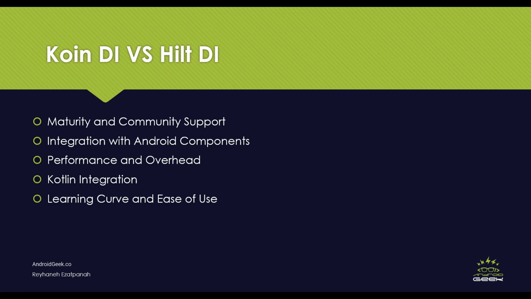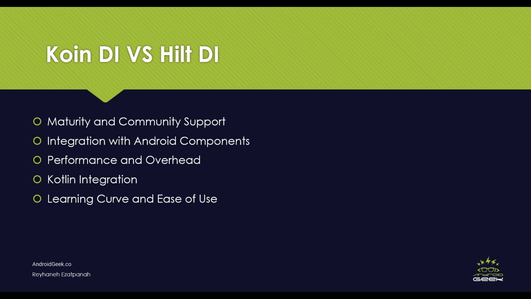This ensures that Hilt remains up to date with the latest Android development practice and provides a well-established ecosystem of resource and library. On the other hand, while Koin dependency injection has gained popularity and community support, it may not have the same level of maturity and extensive resource as Hilt.